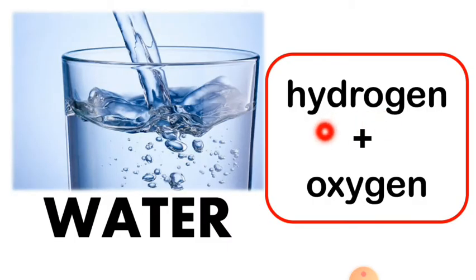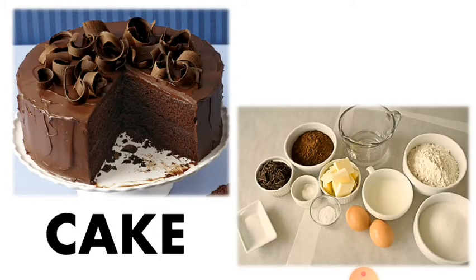The next example of a compound is water. Water is made up of hydrogen and oxygen. Okay, the next one is cake. Cake is made up of all these ingredients and they are mixed together. After that, all the mixture is heated. When the mixture is heated, a chemical process happens inside the mixture and it becomes a new product. We call it cake.